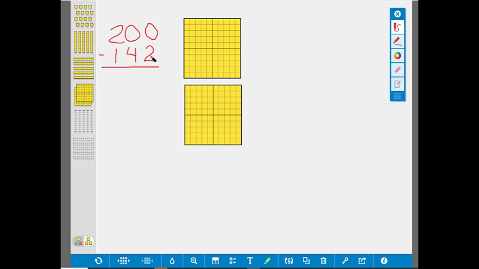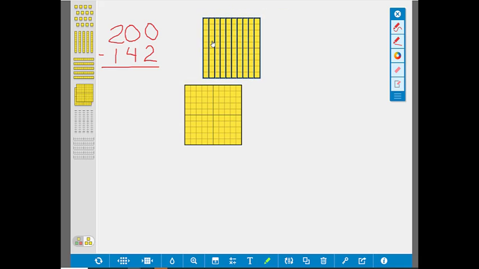We start in the ones place. So I'm going to try to take away 2 ones. But I don't have any ones that I can conveniently take away. So I'm going to have to do some decomposition to get some ones. So what I'm going to do is start by decomposing one of these groups of 100 into 10 tens. And you notice there's a button down here at the bottom that's called the ungrouping button. And so I'm going to use that button to decompose.